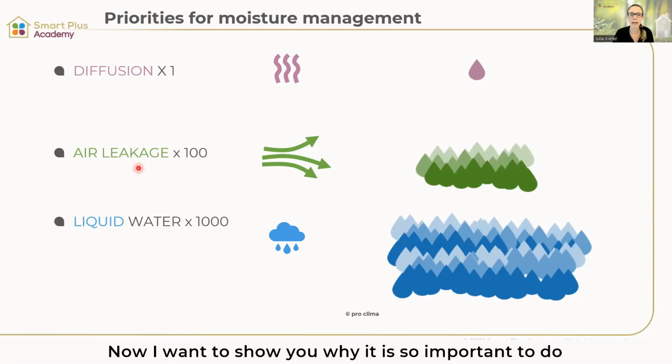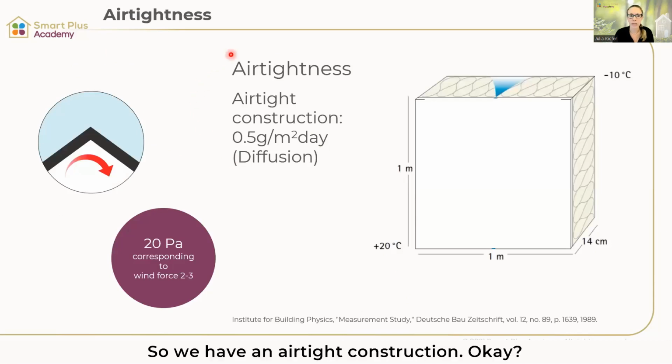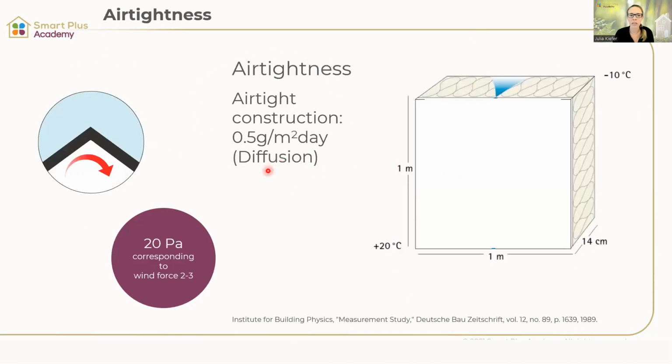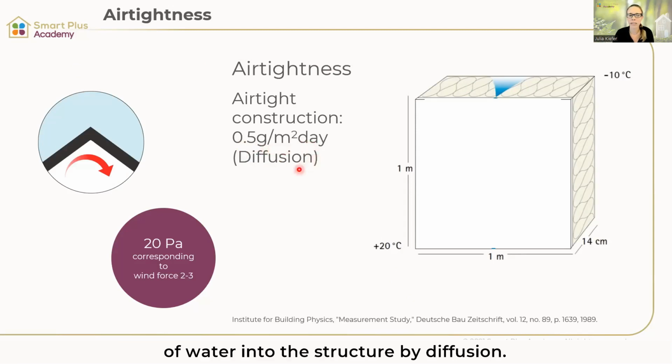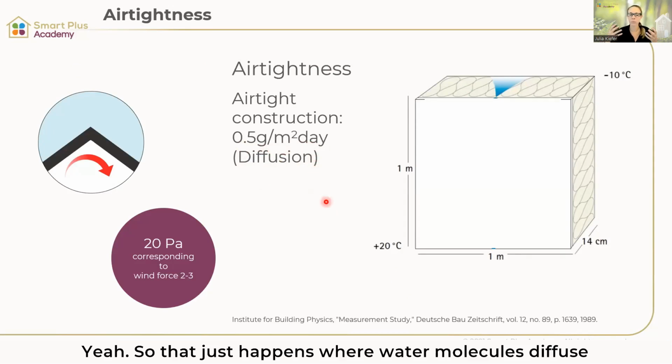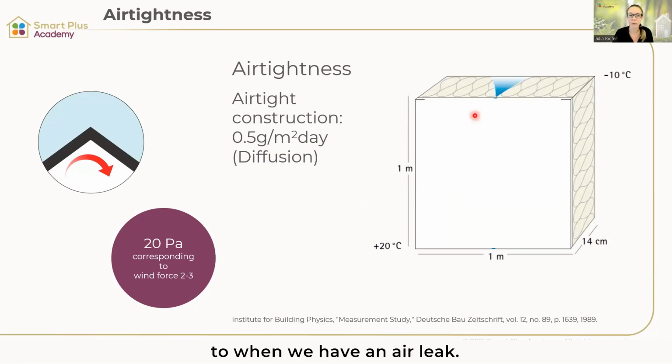Now I want to show you why it is so important to do that in this order with this little example here. So we have an airtight construction. This is an example of an airtight construction where we still get 0.5 grams per square meter per day of water into the structure by diffusion. That just happens where water molecules diffuse through the building material into our buildup. That's what happens. But compare that to when we have an air leak.